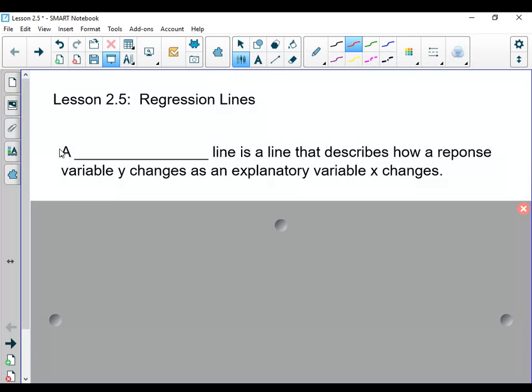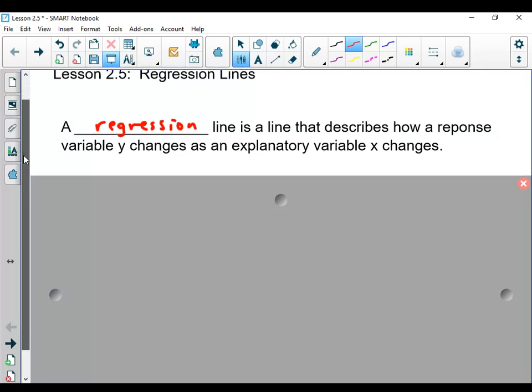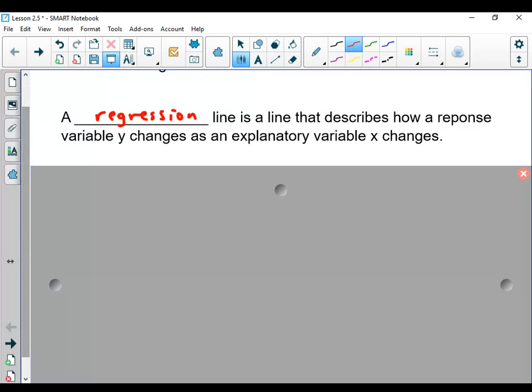Well, a regression line is a line that describes how a response variable y changes as the explanatory variable x changes. Which is a fancy way of saying it's an equation of a line where if you put in an x value, it's going to tell you what the y value is.